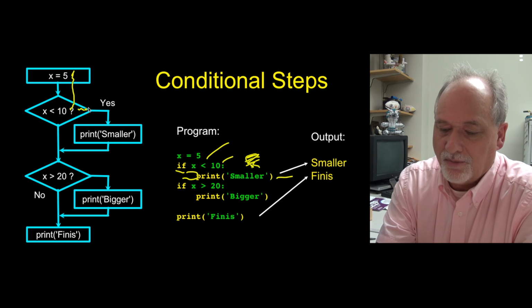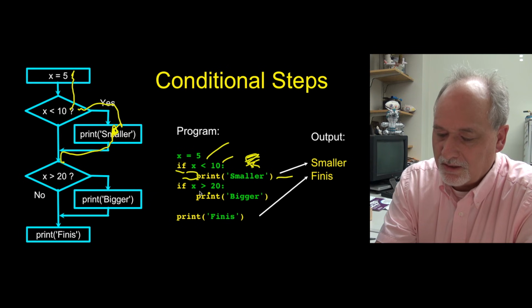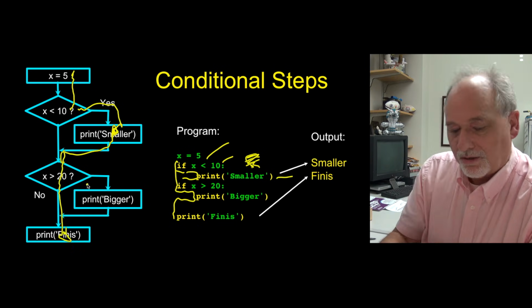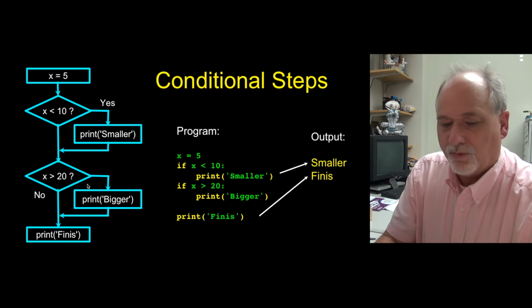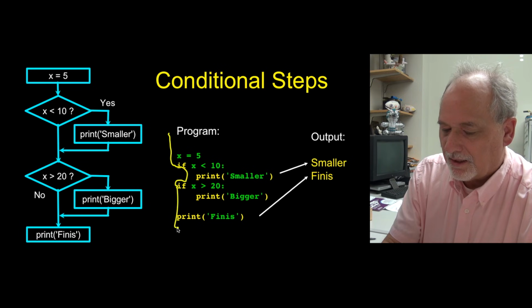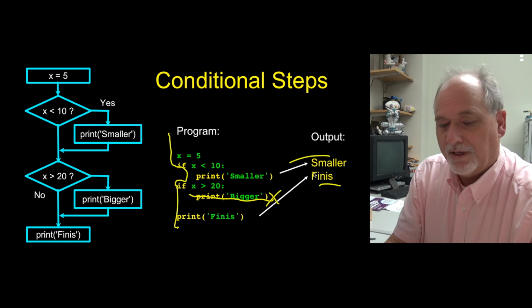If it is, then we run this code, and then we rejoin here, and then we test this next if, and if that's true, we do this code. But in this case, it's going to be false because x is not less than 20, and so it just continues down here. So it runs this line, then it sees this question, it skips that line. So this line does not run, and so smaller prints out and finis prints out. And so that's the basic idea of an if statement.